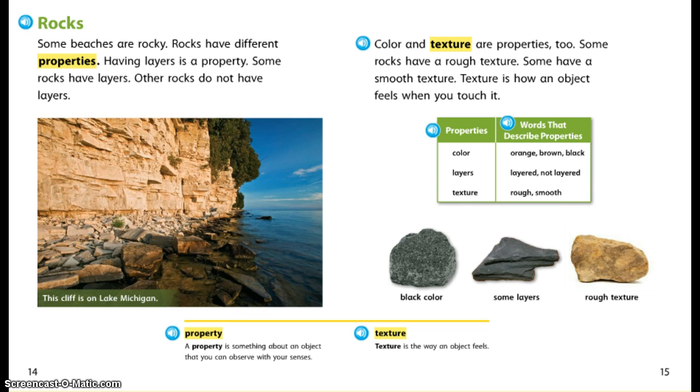Properties. Words that describe properties. Color: orange, brown, black. Layers: layered, not layered. Texture: rough, smooth. Black color: some layers, rough texture. This cliff is on Lake Michigan. Property. A property is something about an object that you can observe with your senses. Texture. Texture is the way an object feels.